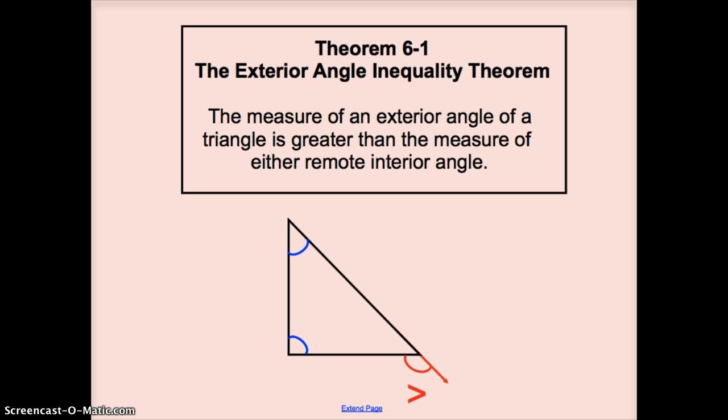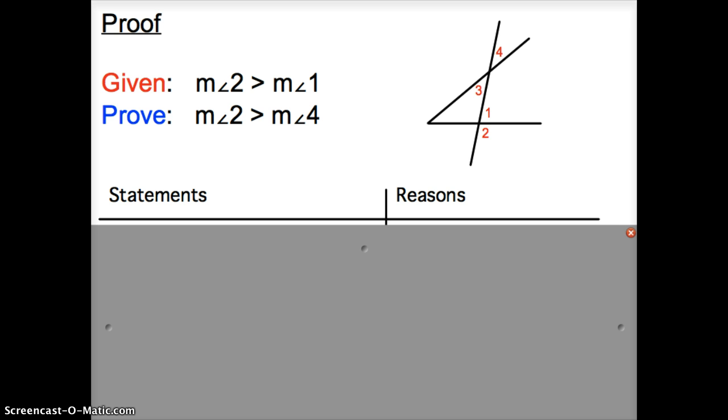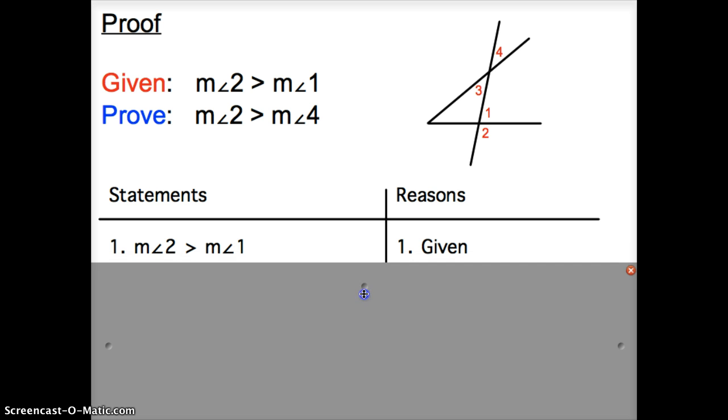Based on that theorem, we can apply some proofs. Take a second and answer the following as best you can using the properties and the following exterior inequality theorem. See if you can prove that the measure of angle 2 is greater than the measure of angle 4. Hopefully you have the given.